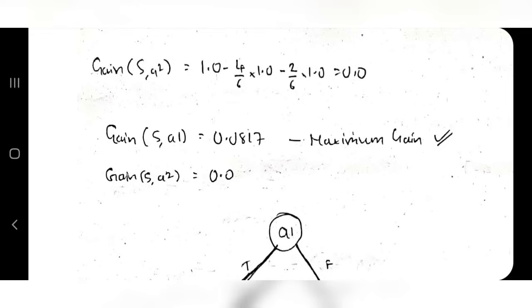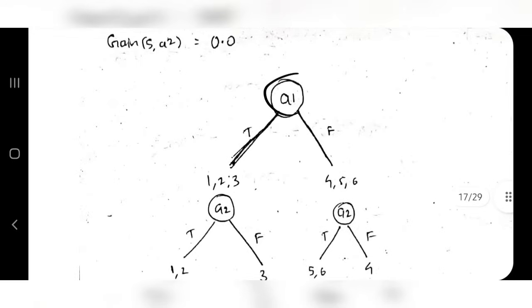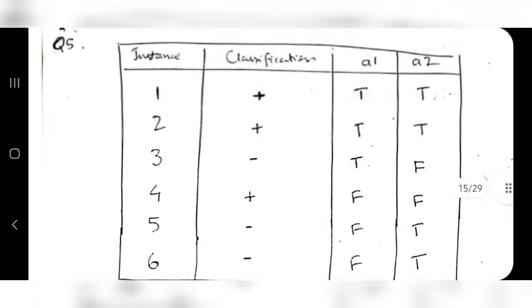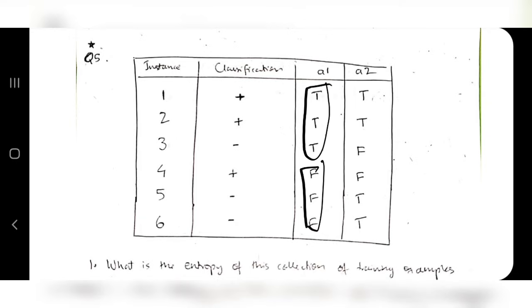A1 will be selected. After I have selected a1, what are its values, true and false. Now we'll be noting down the rows in which true is appearing, and the rows in which false is appearing. In a1's true and false, if you observe carefully, here we have true true true and here false false false. Here we have positive positive and negative. Here we have positive negative and negative.